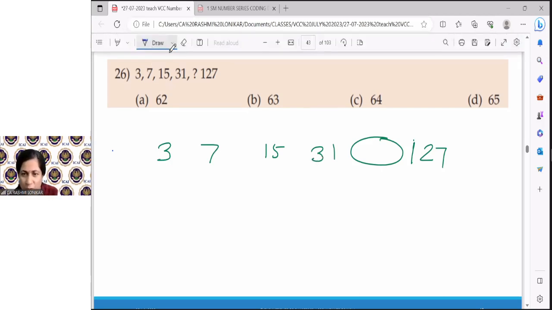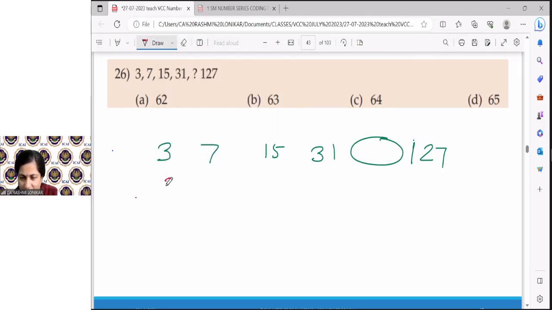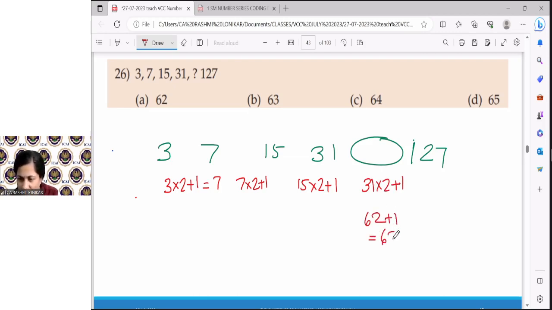So what we have here is 3 into 2, 6 plus 1 is equal to 7. Now 7 into 2 plus 1 is equal to 15. 15 into 2 plus 1 is equal to 31. Ideally, what should it be? 31 into 2 plus 1. 31 into 2 is 62 plus 1. So this is equal to 63.